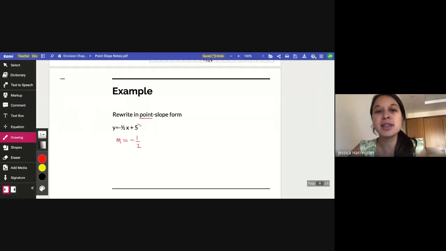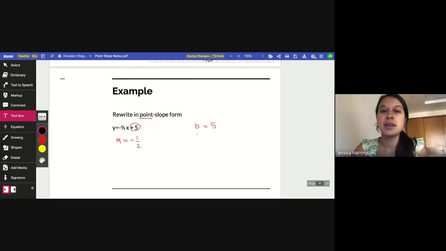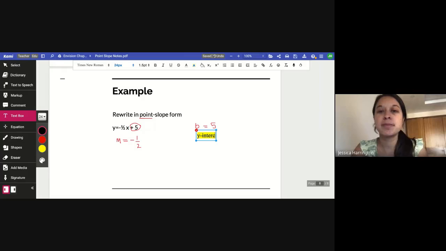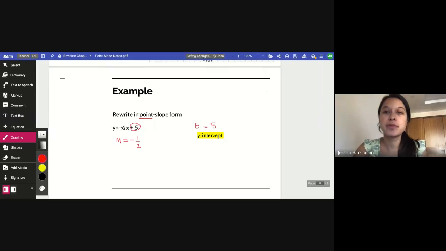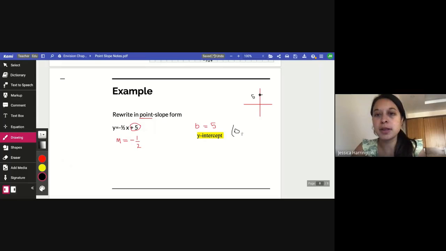Well, we have this thing, this +5. What is that +5? Remember, for slope-intercept, that 5 is the b. Well, what is the b? The b is the y-intercept. Remember that? And if that's the y-intercept, what are the coordinates of that point? That means it crosses. If this was 5, there would be a dot there. That would be the y-intercept, right? So what are the coordinates of that point? Well, the coordinates of that point are 0, 5.